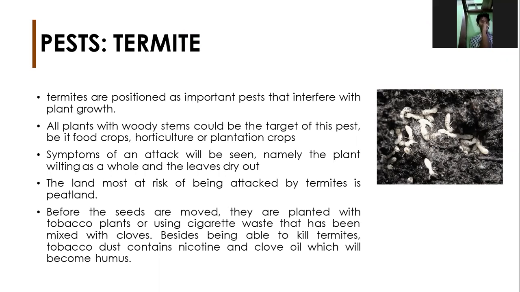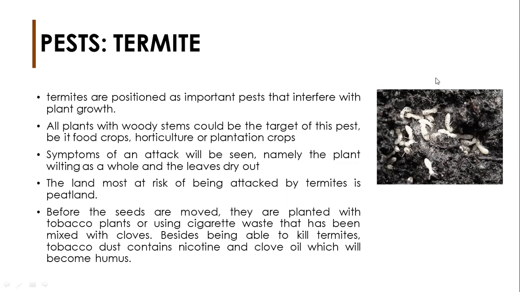The next pest of clove plants is termites. Termites are positioned as important pests that interfere with plant growth. All plants with woody stems could be the target of this pest, be it food crops, horticulture, or plantation crops. Symptoms of an attack will be seen, namely that the plant wilts as a whole and the leaves dry out. The land most at risk of being attacked by termites is peatland.